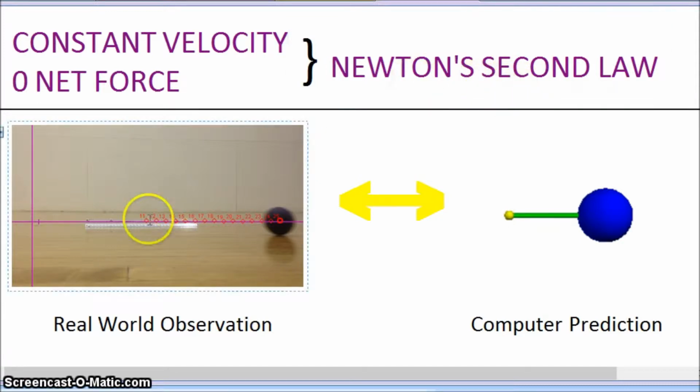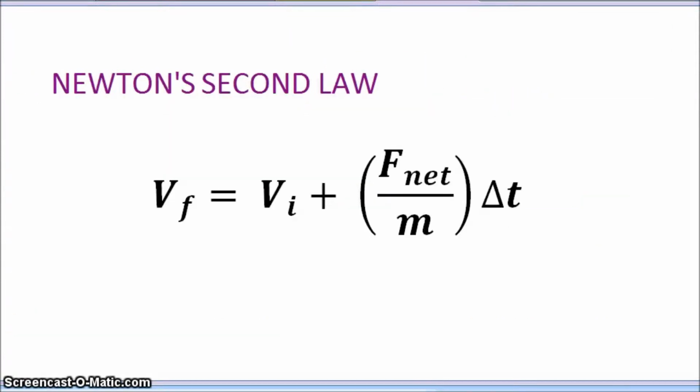Newton's second law. Newton's second law is an equation that allows us to predict the future velocity of an object, in this case, our racquetball. The law states that the final velocity of the racquetball is equal to its initial velocity plus the net forces acting on the racquetball divided by its mass times the time interval we're interested in. In the case of the racquetball, we're interested in constant velocity motion. In other words, the final velocity and the initial velocity are the same.